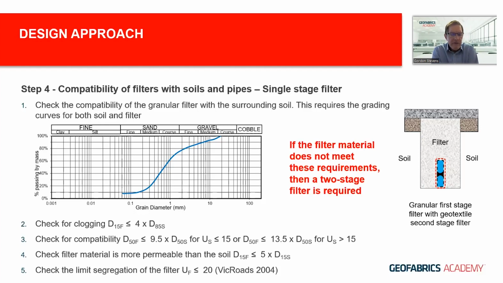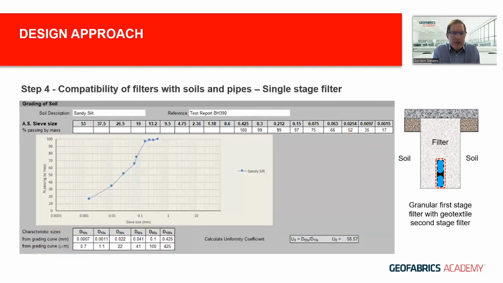Now, if for any instance we fail with any of these filter criteria, then we need to move to a two-stage filter system. So lining that granular filter drain with a geotextile. So here's the example of these single-stage filter criteria.